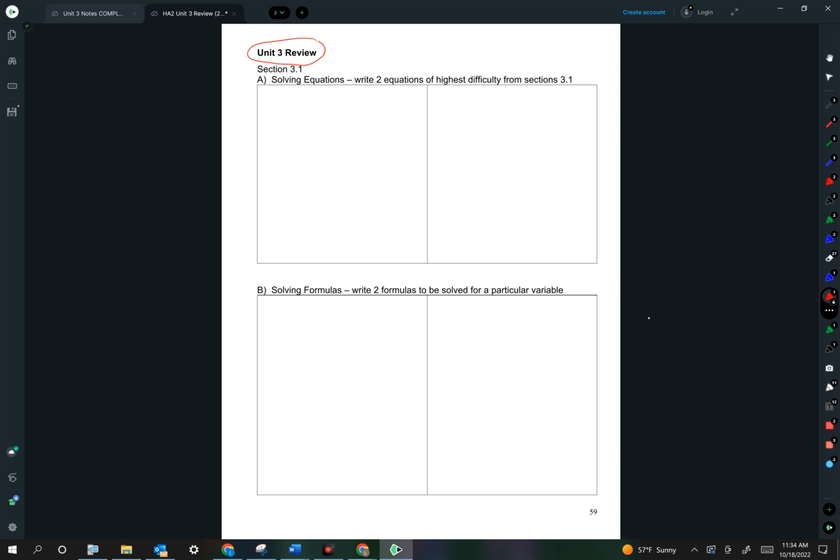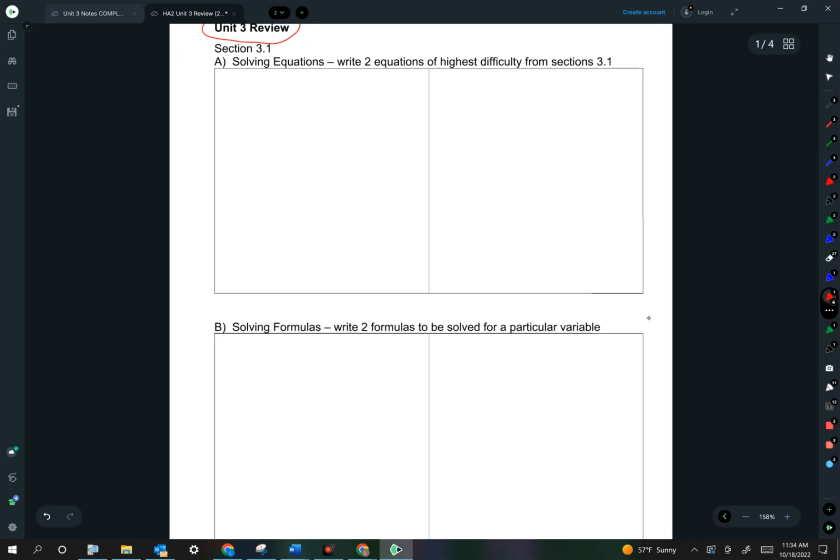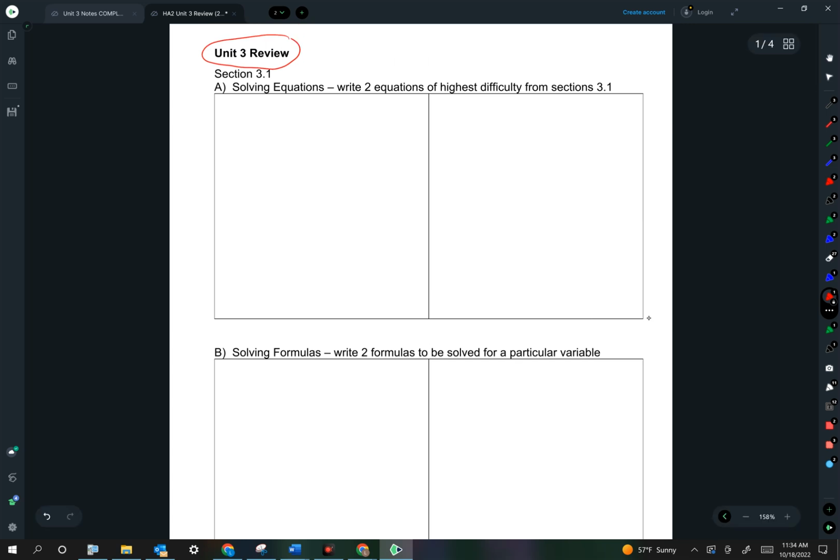And so on part A, when it says section 3.1, write two equations of highest difficulty from section 3.1. So you're going to go back to your 3.1 homework and look in those problems. And this is kind of specifically from the first page, whereas part B, solving formulas, this is kind of from the second page of that homework. And notice it says of highest difficulty.